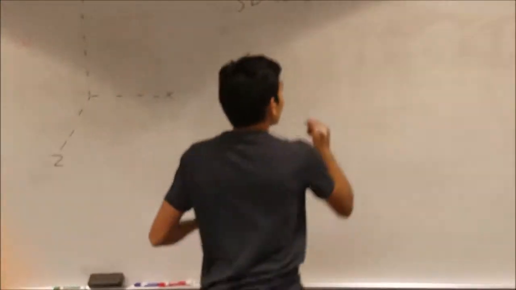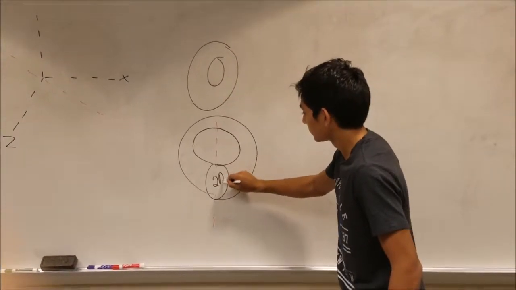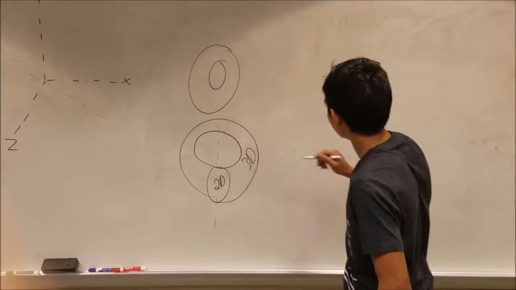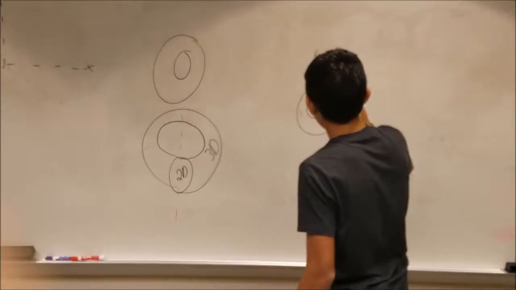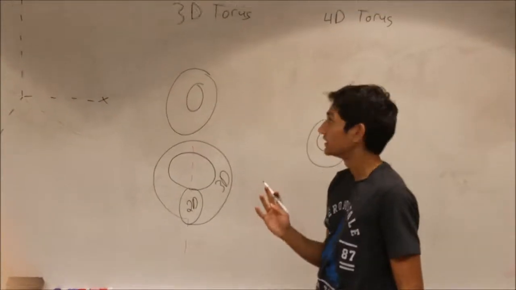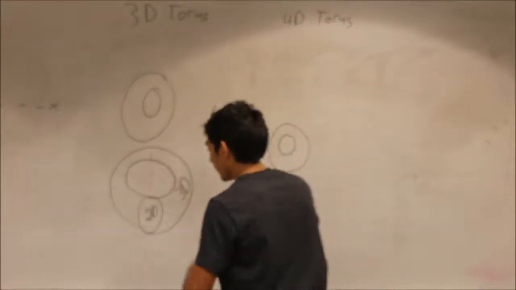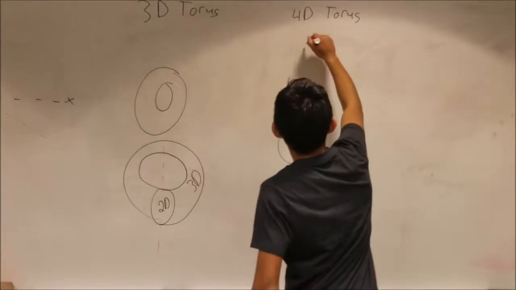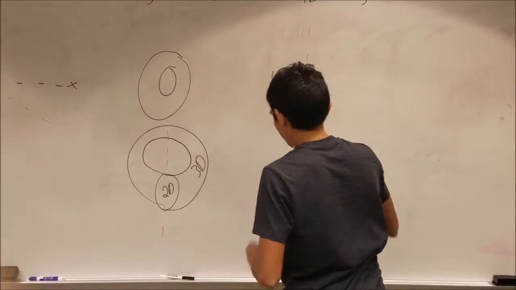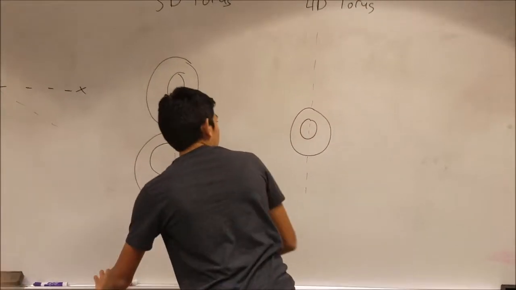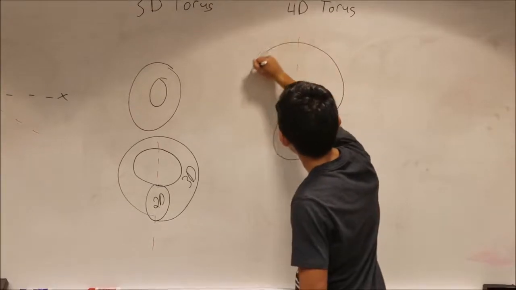and you get a donut. Now in a 4D torus, instead of starting with a 2D circle and creating a 3D torus, you start with a 3D torus, and you want to end up with a 4D torus. So to do that, you create another axis of revolution, and you make the torus revolve around that axis of revolution.